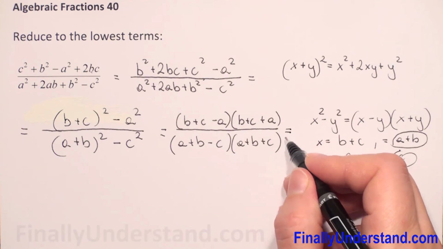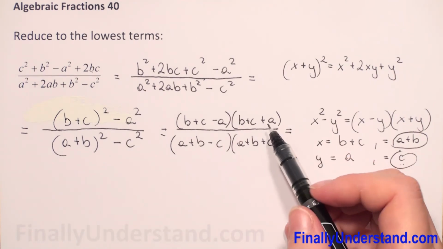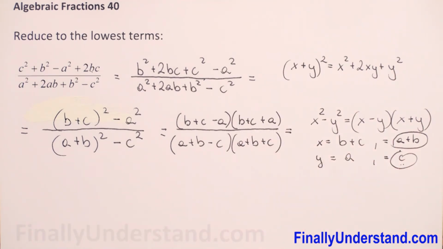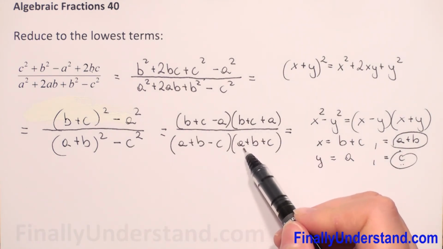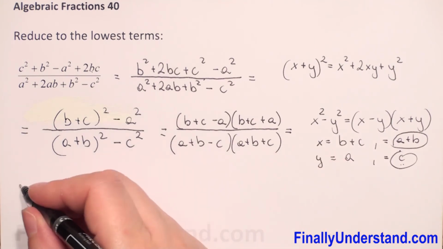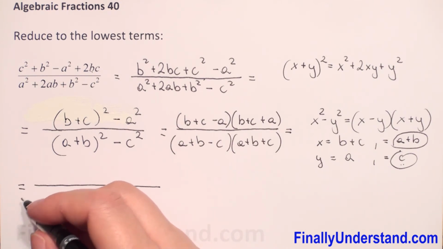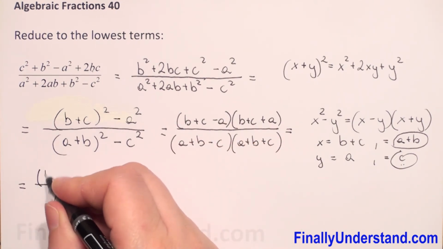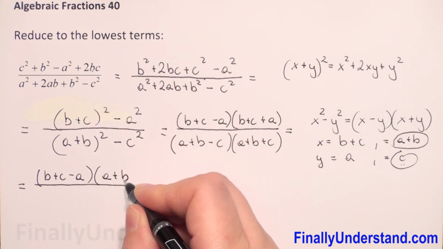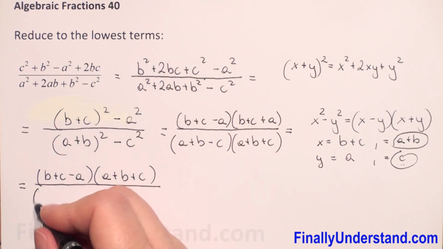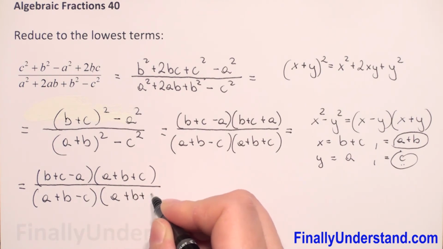Now we see that in the second parenthesis we have the same expressions, only in different orders. So we can change this, because b plus c plus a is equal to a plus b plus c. So we can rewrite the second parenthesis. First we will copy b plus c minus a, and in the second will be a plus b plus c. Denominator we will copy times a plus b plus c.